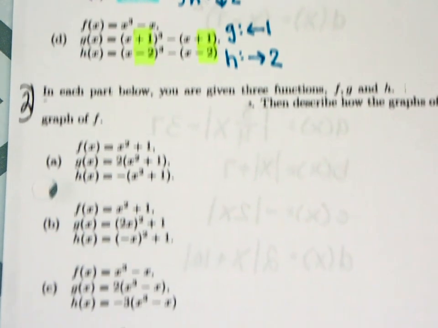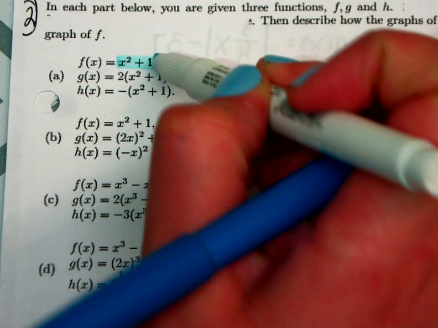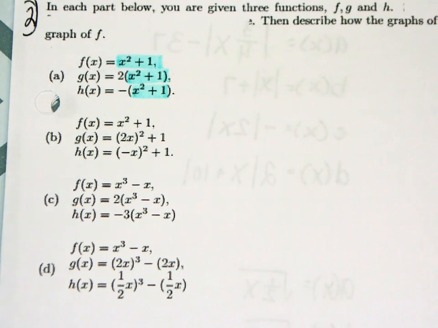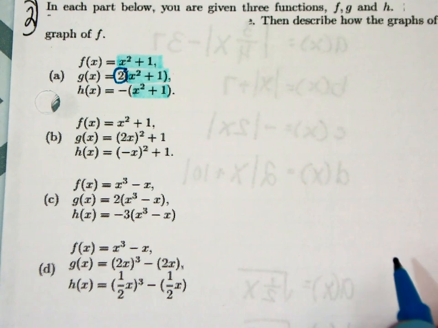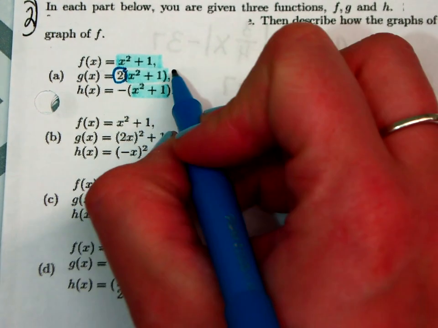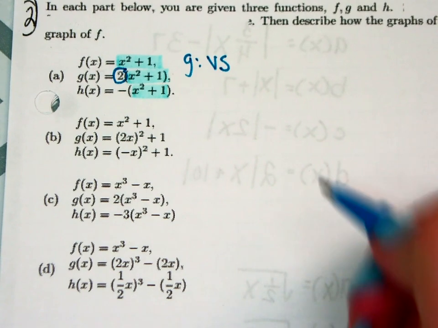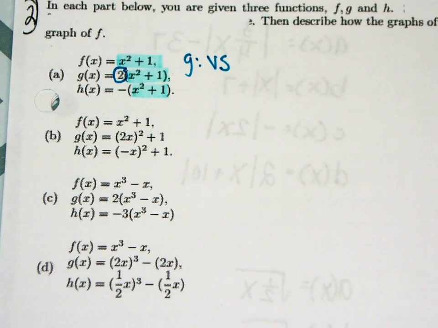All right, next we're going to talk about compressions and stretches, as well as some reflections. So to start, we have our original parent function of x squared plus 1. Notice how x squared plus 1 is intact the whole time, which means this is a vertical stretch and reflection. So the 2 on the outside is being multiplied. It is greater than 1. So for g of x, that is a vertical stretch. Vertical stretch means that it's like pulling this direction.